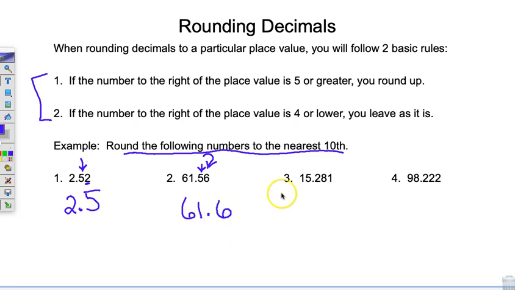61.6. Now the reason why we follow these rules is because this 6 right here makes this number 61.5 closer to 61.6 than it is to 61.5. That's why we round it up here. Let's take a look at the third example. Now the number that's in the tenths position this time is this 2. So we want the number to stop at that 2.